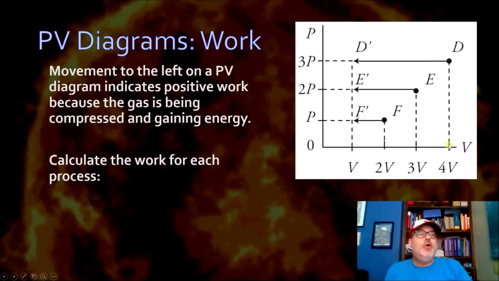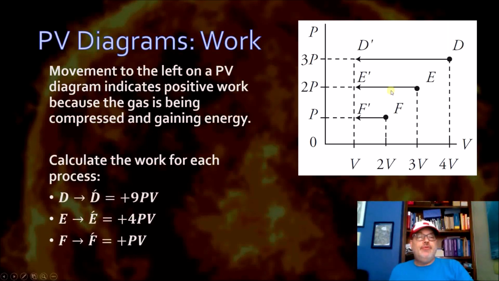D to D prime has a change in volume from V to 4V. So that's a volume change of 3V. And the pressure is 3P, so we would have 9 PV. And if we do the rest of these, we'll see that this one has an area of 4 PV, and this has an area of just PV. And they're all positive, since they move to the left.